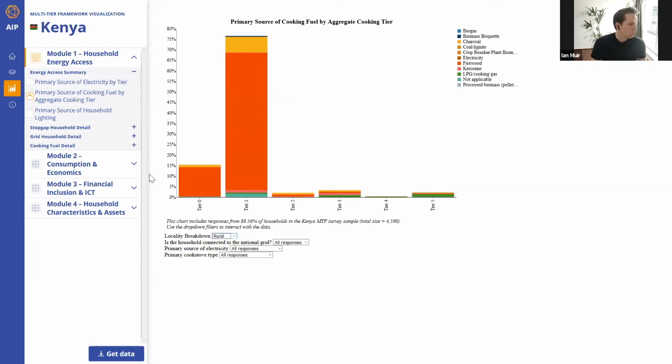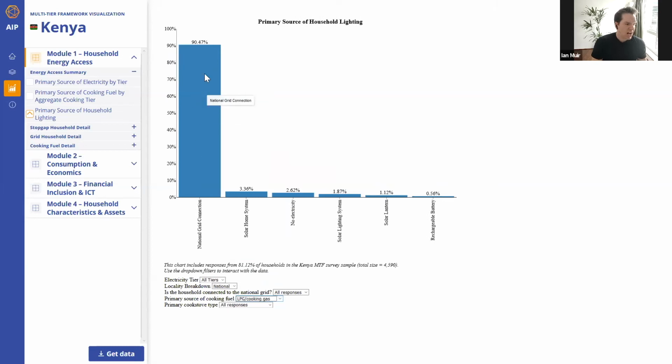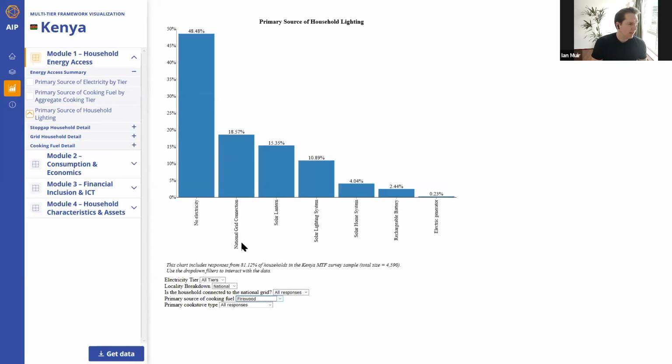When you look at the primary source of household lighting, there's stark differences based on where households are located, which you can change here. There's really interesting differences when you look at what people are cooking with, because again, essentially the inverse of what we were saying before. So people that are cooking with LPG, almost 90% of them are connected to the electricity grid. People that are cooking with firewood, an extremely small percentage of them are connected to the grid. And not just that, almost 50% of them don't have any access to electricity at all. So these are clearly the target group for remaining electrification efforts.